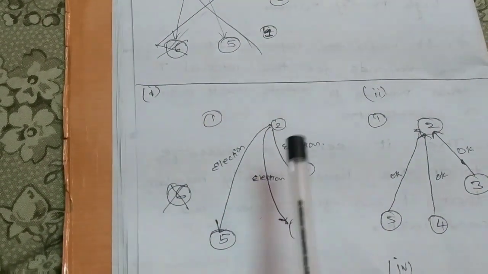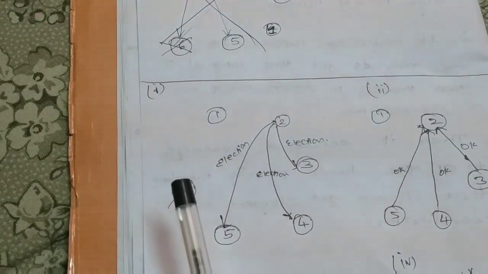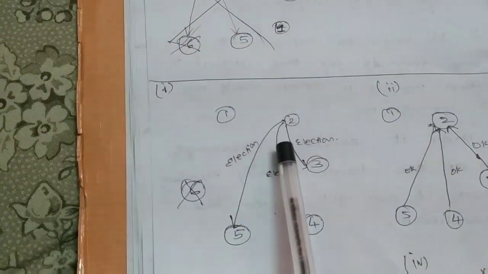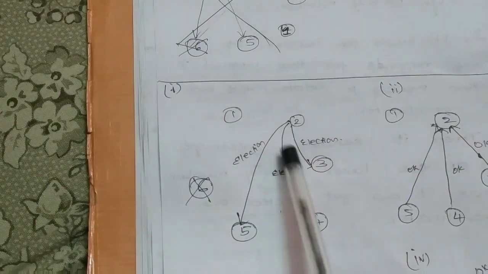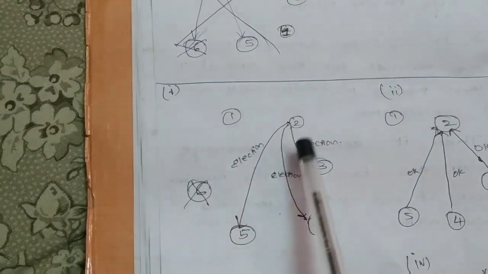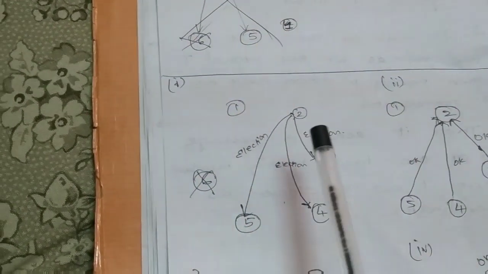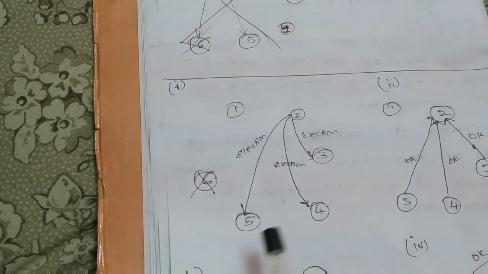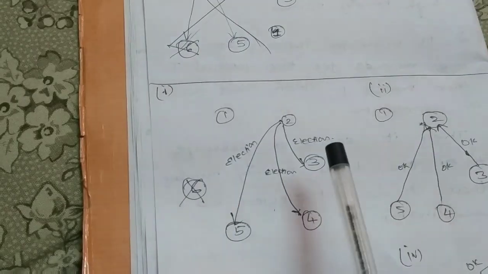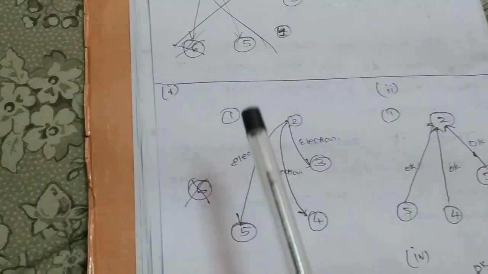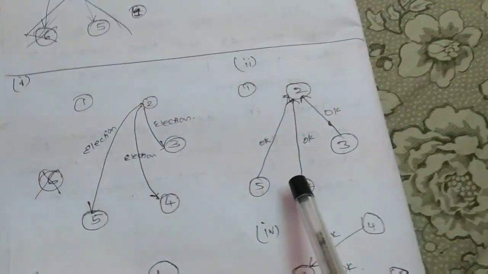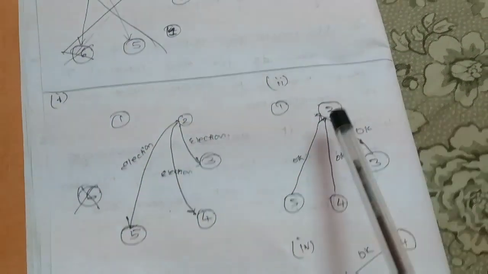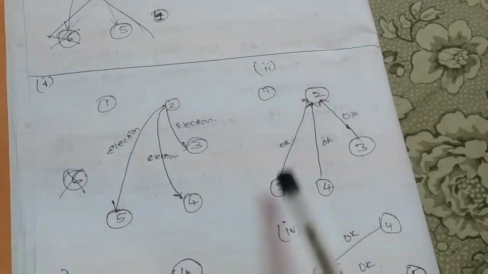If a process does not get a reply and concludes that one of the processes has crashed, this process has to start the election. It starts the election by sending an election message to all the processes with higher process ID. Here the process is 2 and it is sending a message to processes 3, 4 and 5. It is not sending to 1 because it is a process with lower process ID. So every process on receiving this election message replies back with the OK message. The OK message is nothing but a response.